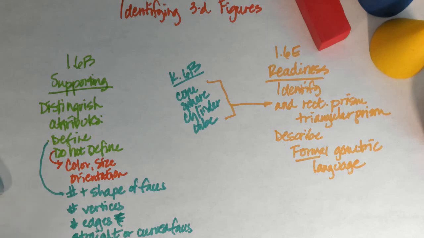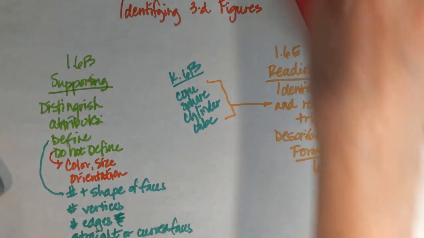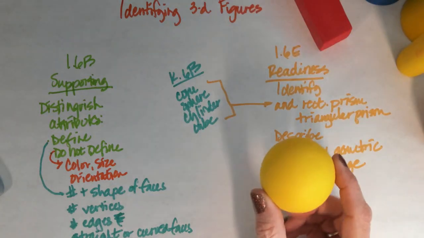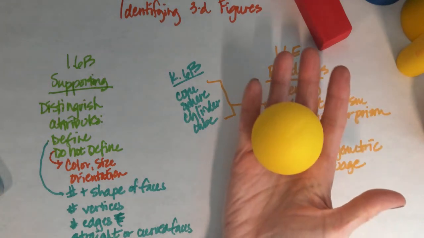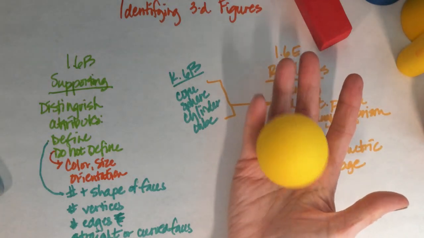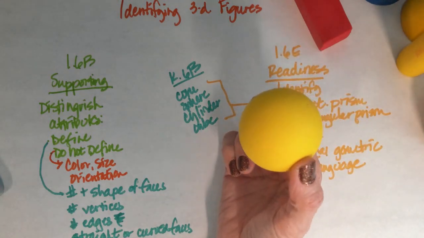So we want to make sure we're teaching them our standard, and our standard is identifying number and shape of faces, number of vertices, number of edges, straight or curved faces. So we can't have a curved face, but straight faces, or it's curved and it rolls. Okay? So I have not shown you the sphere yet. The sphere is part of our standard. So we're going to make sure when we talk about this, it has no edges, it has no faces, it has no vertices.